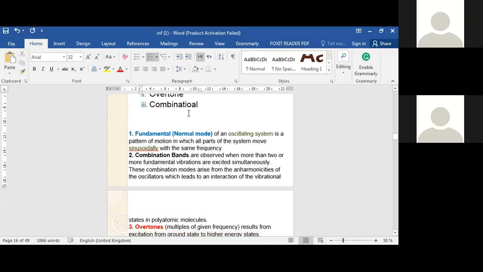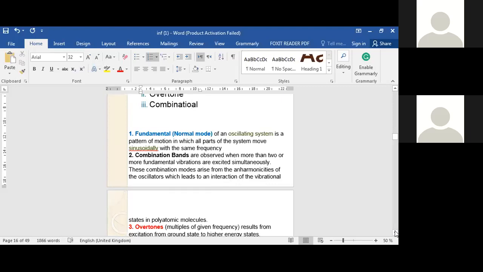Combinational is the third one here. Combination bands are observed when two or more fundamental vibrations exist at the same time. These combination modes arise from the anharmonicity of the oscillator, which leads to interaction of the vibrational states in polyatomic molecules.